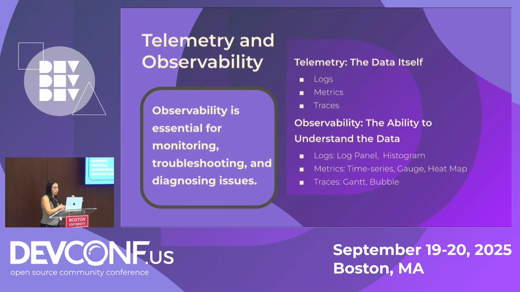After this collection of telemetry, this raw data, we want to interpret what this data means. That's where observability comes in. Observability is visualization of dashboards and charts that present the telemetry data in a more digestible way. For engineers to understand the internal state of a system, these tools are essential for monitoring, troubleshooting, and diagnosing issues.